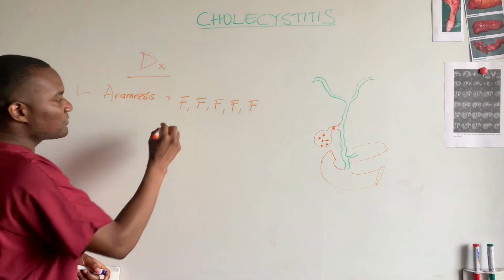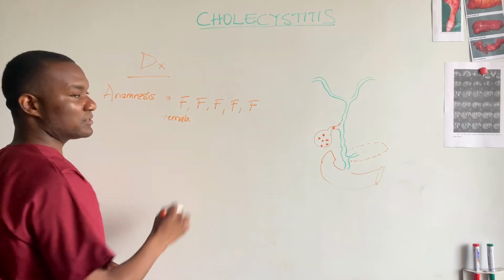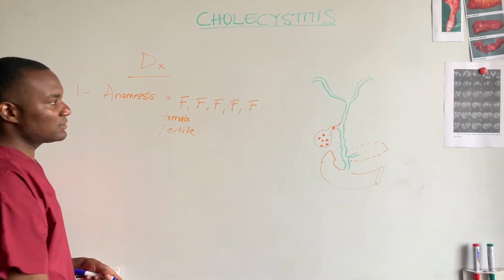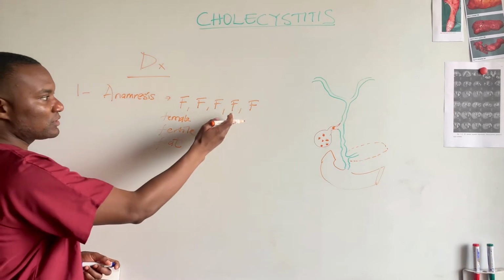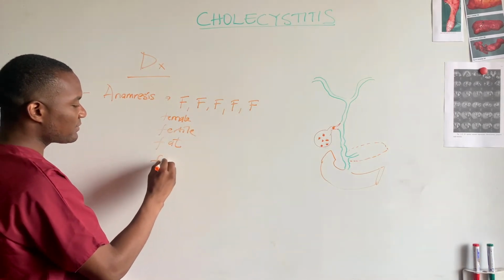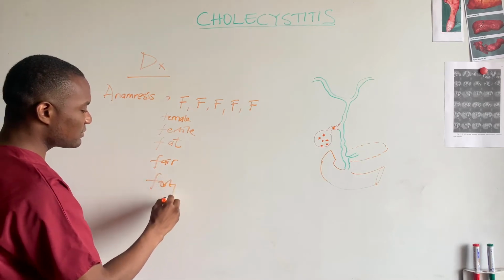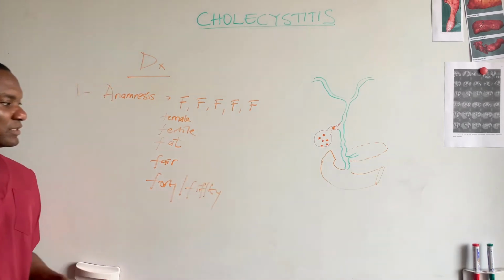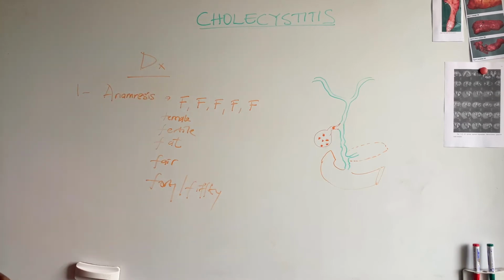The first stands for female, so female patient. The second F is who is fertile. The third is fat. The fourth is fair. And the fifth is either 40 or 50. So these patients are at high risk of developing cholecystitis.